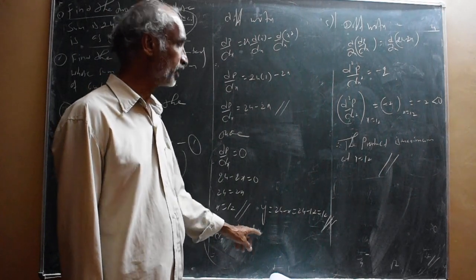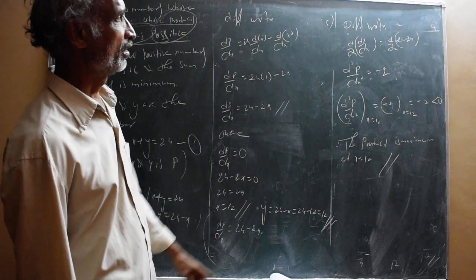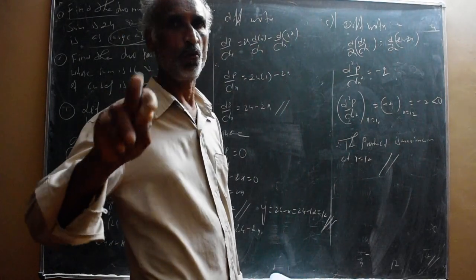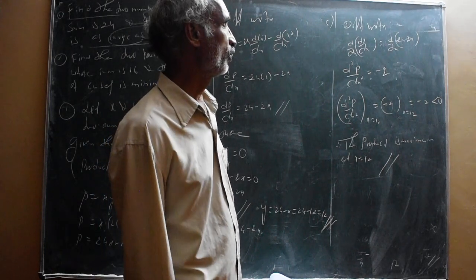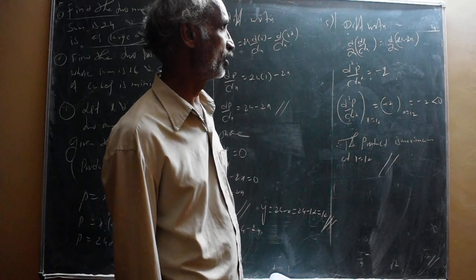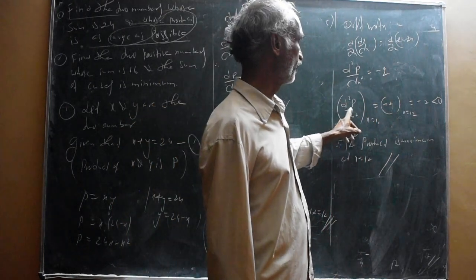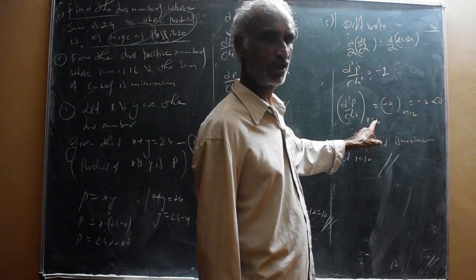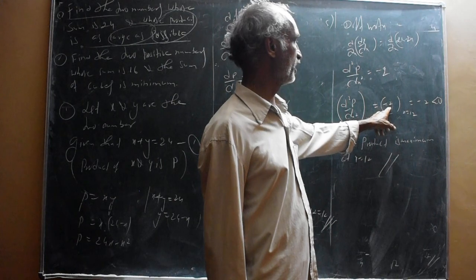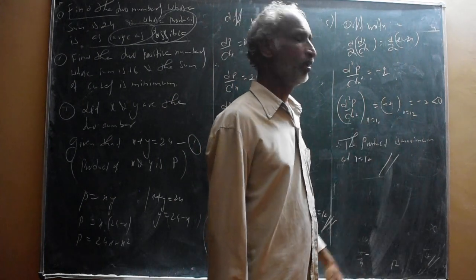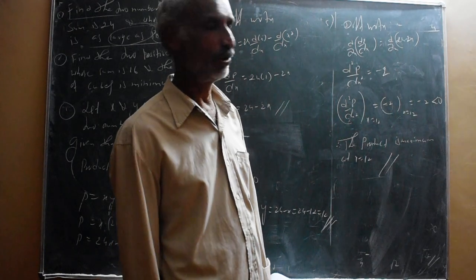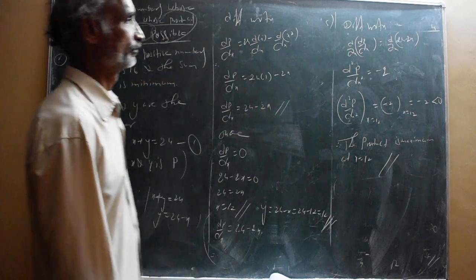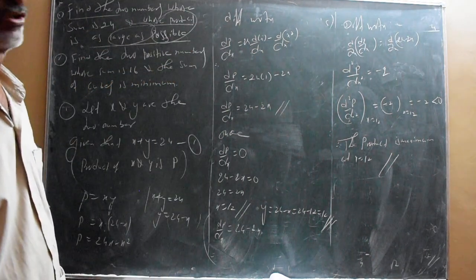dP by dx is 24 minus 2x. Differentiating with respect to x, therefore d square P by dx square: 24 is a constant, its differentiation is 0. Minus 2x differentiation is minus 2 into 1, which is minus 2. So d square P by dx square at the critical point, substitute the extreme value in the second order derivative. d square P by dx square is minus 2, at x equal to 12 it is still minus 2. Negative. Therefore the product is maximum at x equal to 12. Second order derivative is negative means the function is maximum.